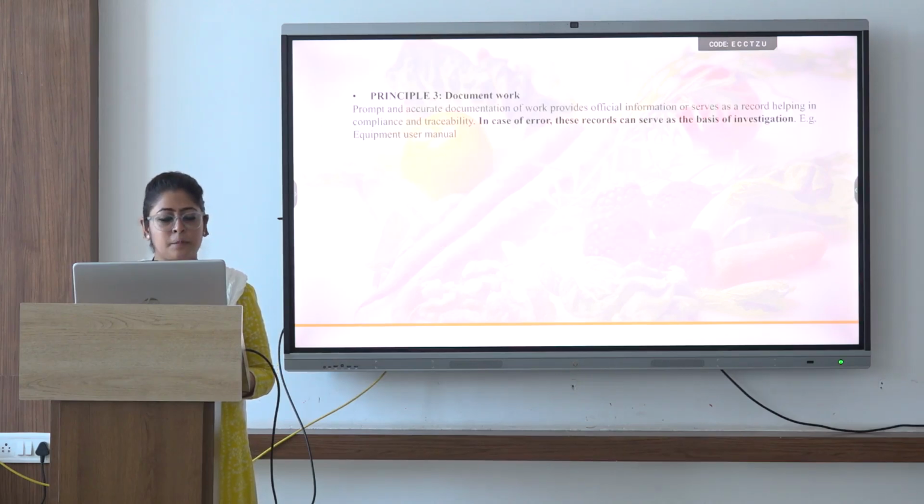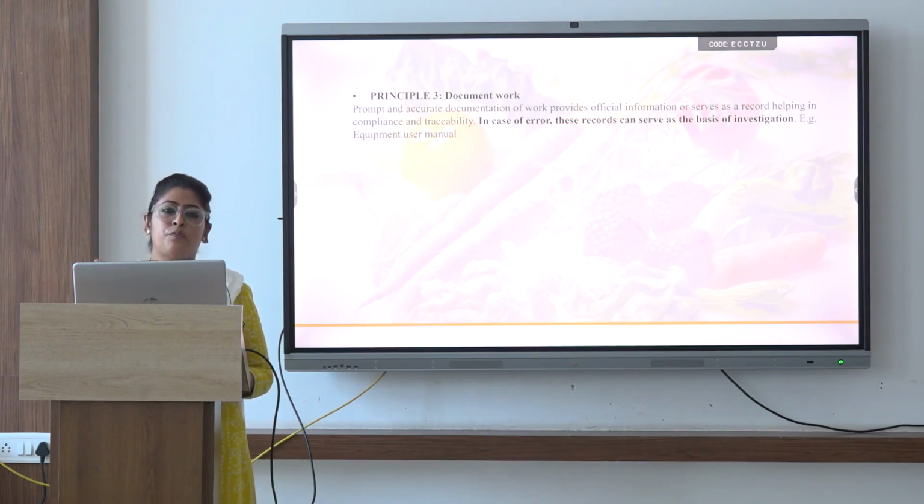Now going to the third principle: here you have to document your work. You have done your work, but now you have to document everything, because that's the only evidence that you have done everything correctly. Prompt and accurate documentation of work provides official information and serves as a record, helping in compliance as well as traceability. In case of any error, these records can serve as a basis of investigation.